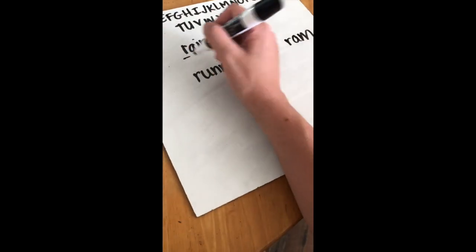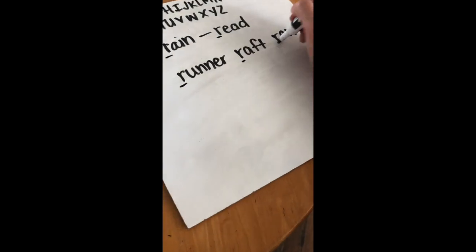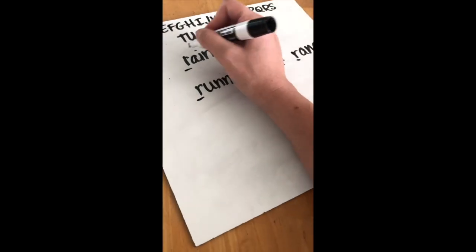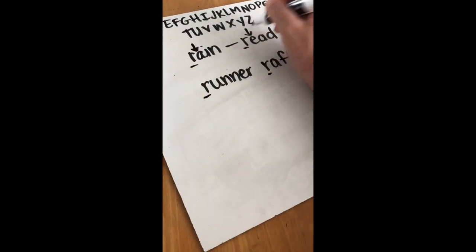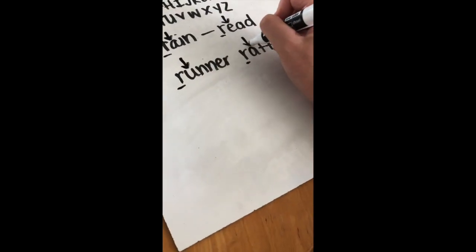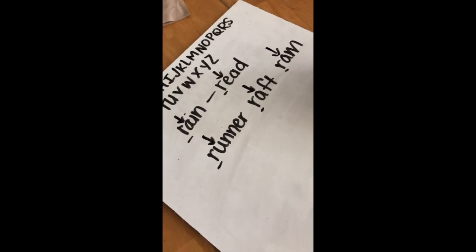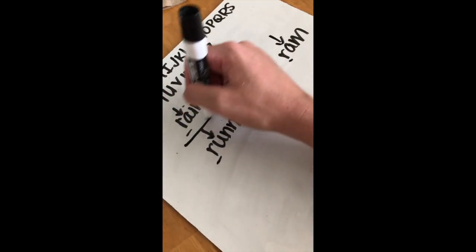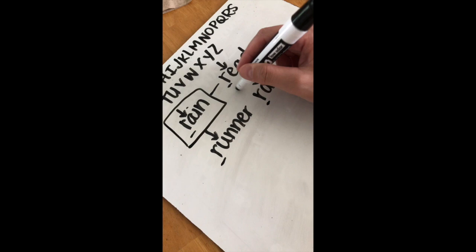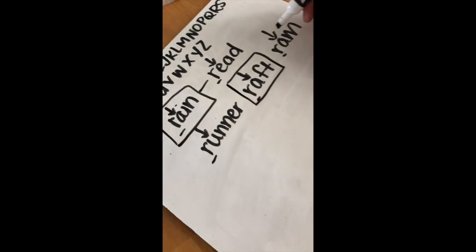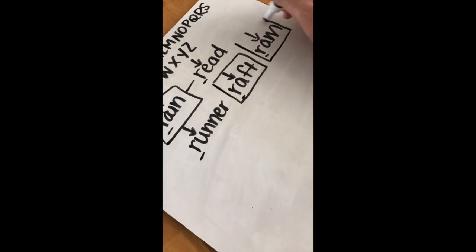They all start with R, so that's not very helpful. So we're going to look at the second letter, okay? We have A, E, U. Oh, we have another A and another A. So automatically I see all of these A's. So now I'm going to focus on rain, raft, and ram.